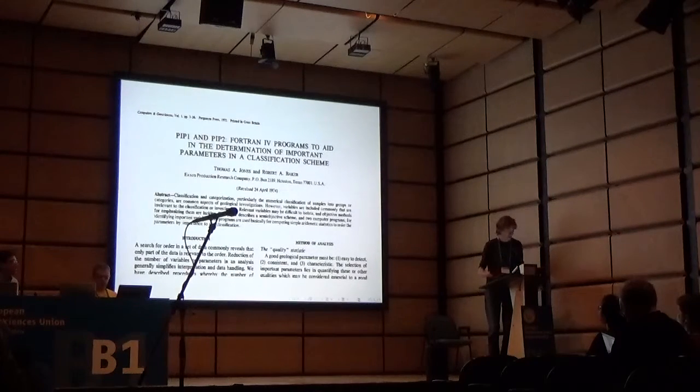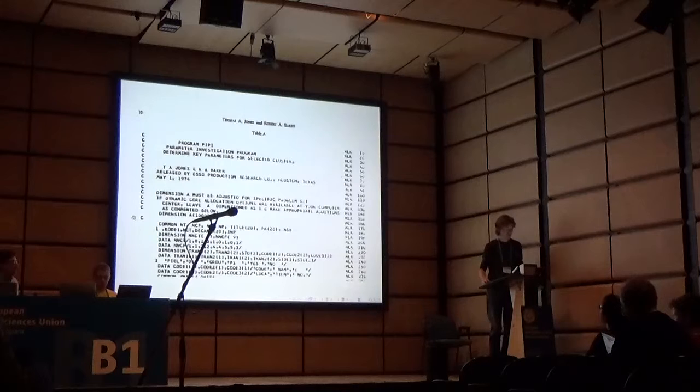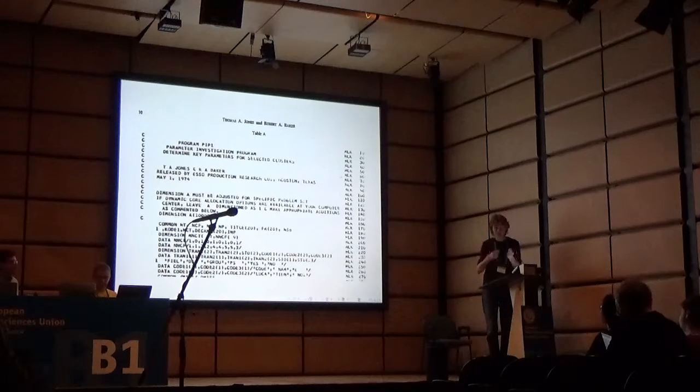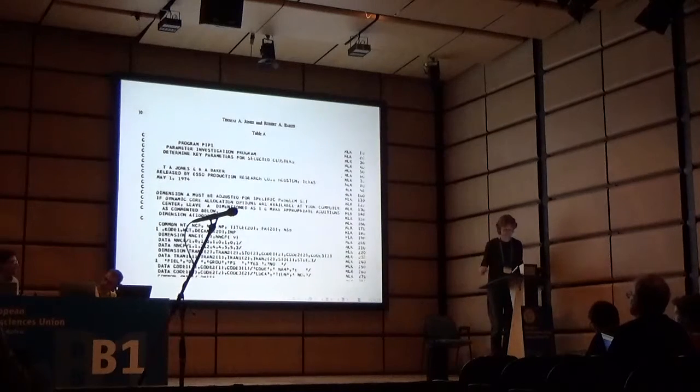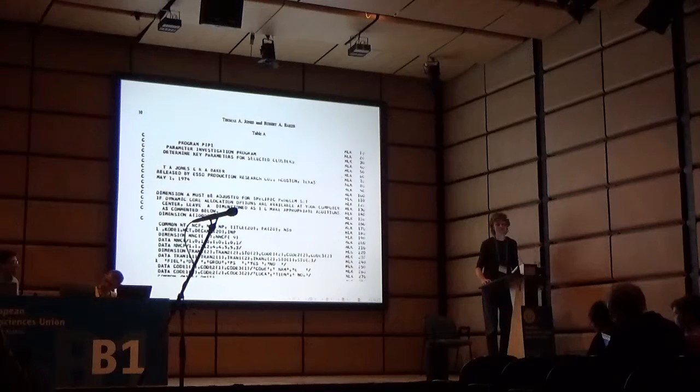The very first paper is about Fortran programs to aid in the determination of important parameters in a classification scheme. If you go down this nicely scanned paper, you see it is full of Fortran code. This was then the only way to communicate: people would read it and actually type it in, as you couldn't get it digitally. This is the time before the internet. Or you would order a tape if it was a large code. People would copy these things by hand. So these were papers that came with software.